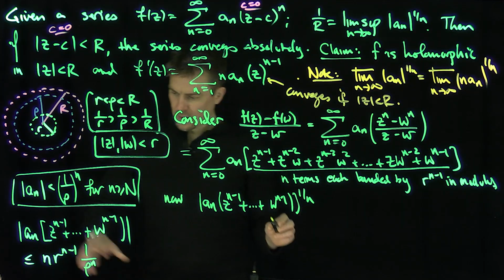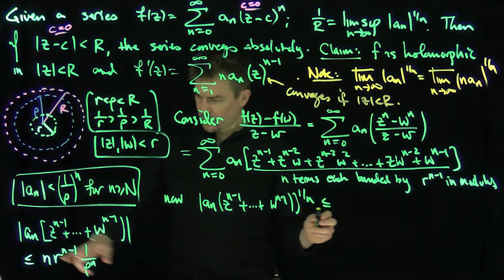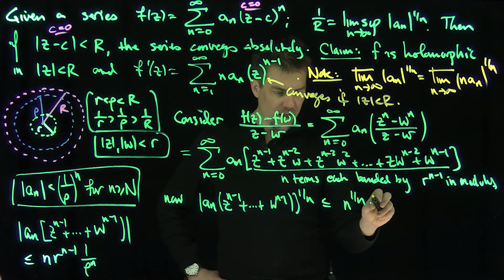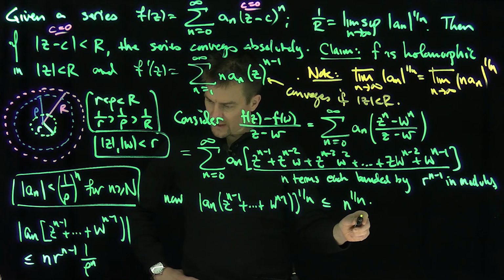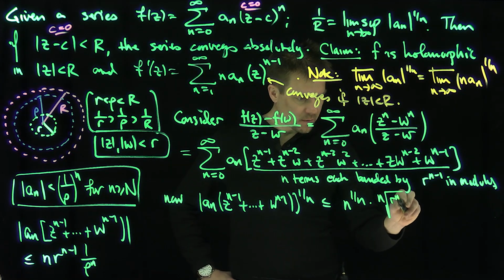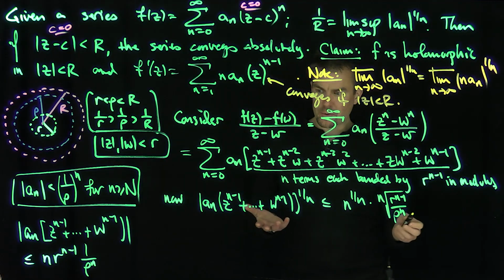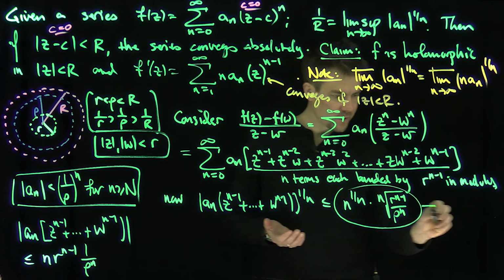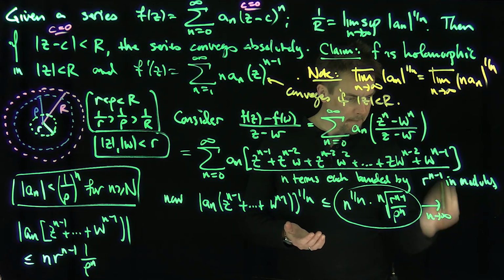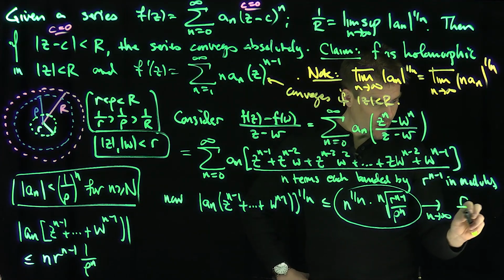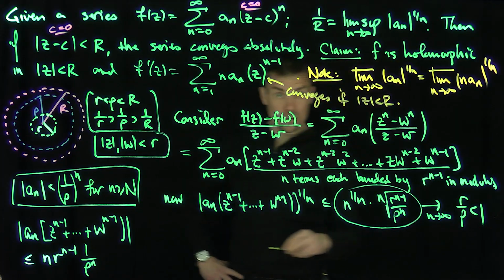One over n is less than or equal to what? The nth root of 1 over n, and then the nth root of r to the n minus 1 over rho to the n, right? And so as n tends to infinity, this expression converges to, as n tends to infinity, what? It turns into just an r over rho. And r over rho is strictly less than 1, right?